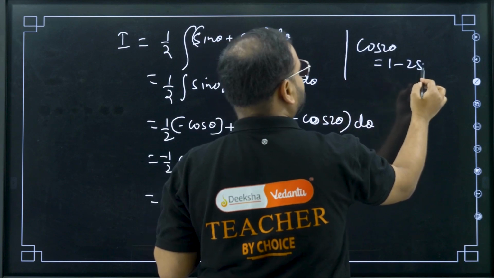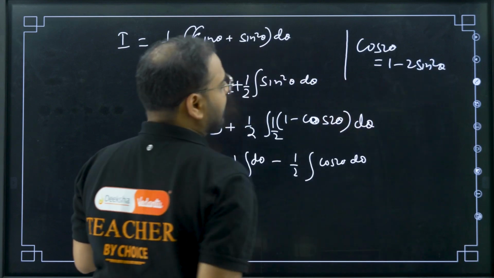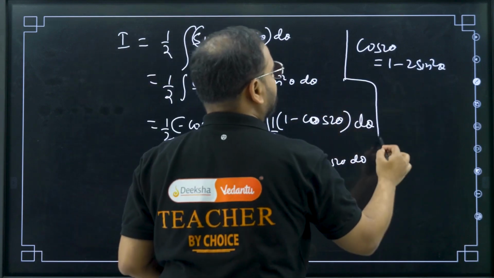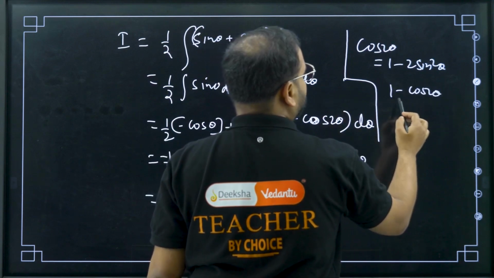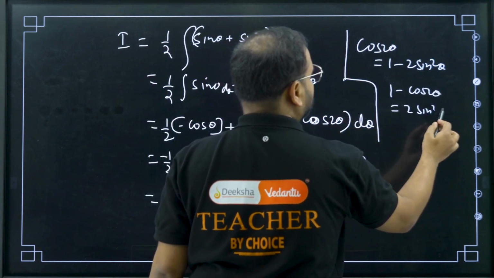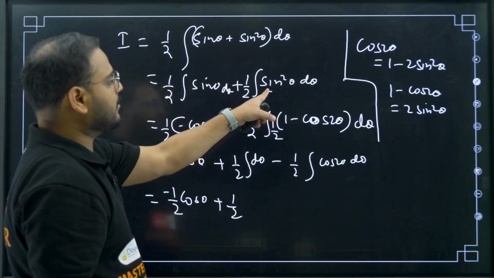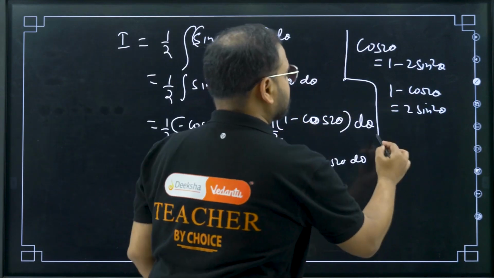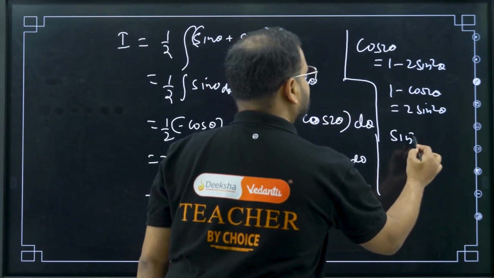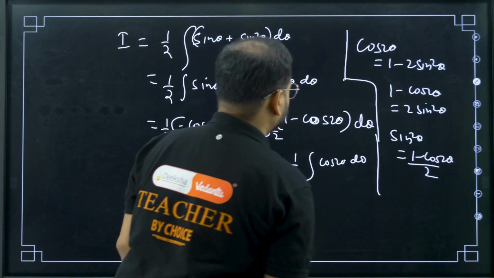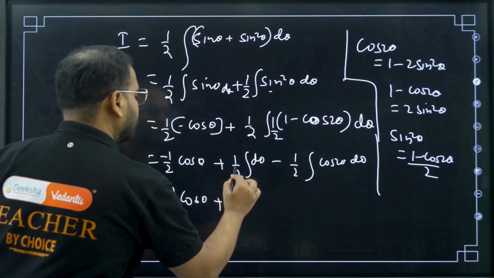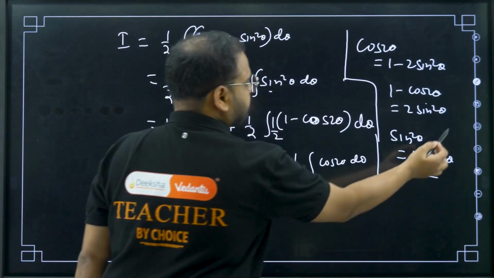1 minus 2 sine square theta, no? So if I'm writing for only sine square theta, I get 1 minus cos 2 theta equals 2 sine square theta. Since there is no 2 sine square theta over here, I have to divide. So I get sine square theta equals 1 minus cos 2 theta upon 2. So this 2 will come, so this will be simply 4 over here.